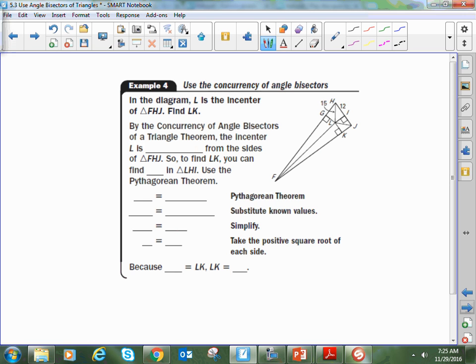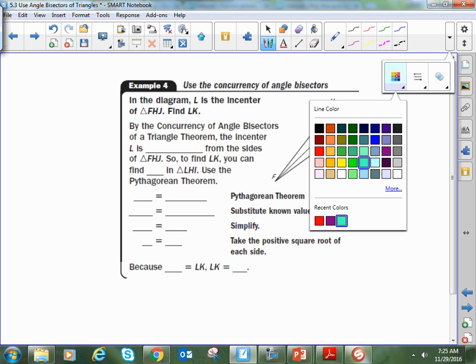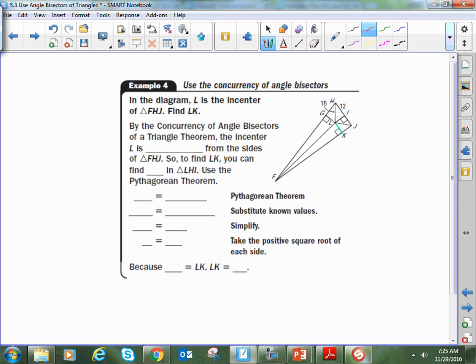So here it's telling you that point L is the incenter of the triangle, and we want to know how long is segment LK. So this is the segment that we're looking for right here. How long is that segment? Well, looking at the diagram itself, we don't see any adjacent sides or anything in triangle, say LJK. We don't really see anything there that allows us to find it directly.